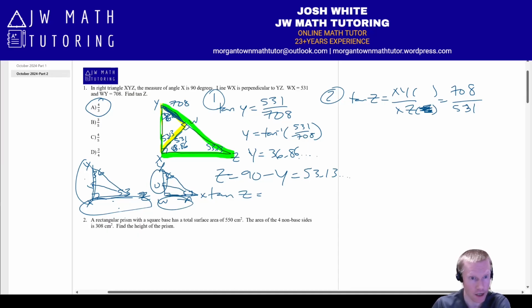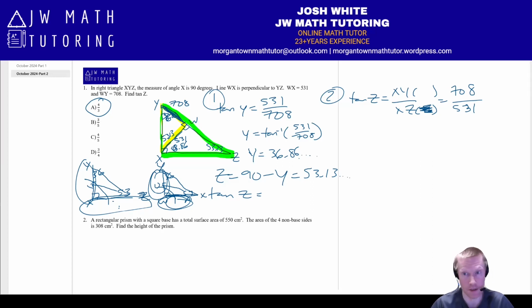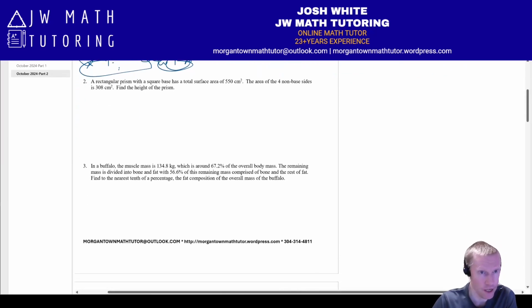In other words, this side to this side will have the same ratio as this side to this side. And this side over this side is just equal to the tangent of Z, which is what we're looking for, and therefore it will be the same as the ratio of this side to this side, which we already know: the 708 to the 531. So this is an alternate method that you could use, by setting up similar triangles, and you get the exact same answer of 4/3. Sorry, it's a long explanation to go through how the similar triangles work.